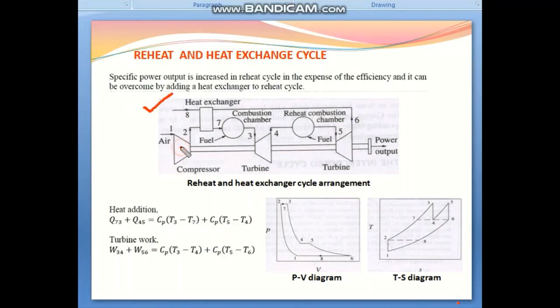So this one is the compressor, this is turbine 1, and this one is turbine 2. Okay, these two are the combustion chambers. This is the first one, this is the reheat combustion chamber, and this one is the heat exchanger.